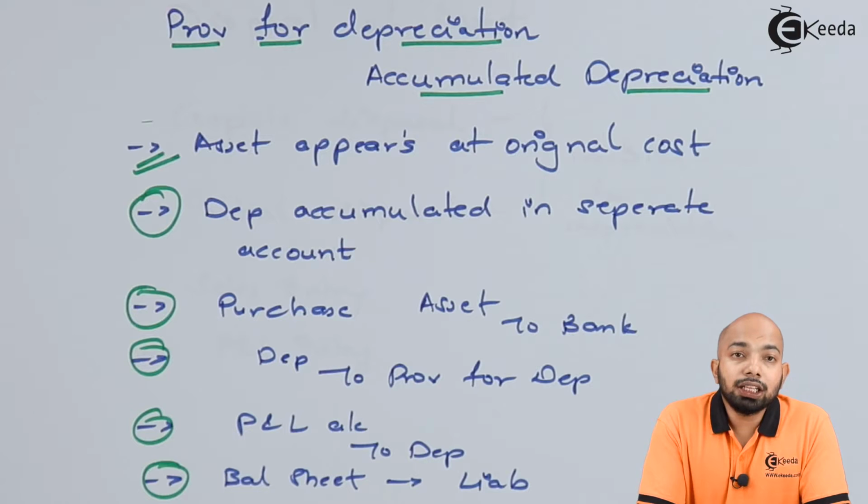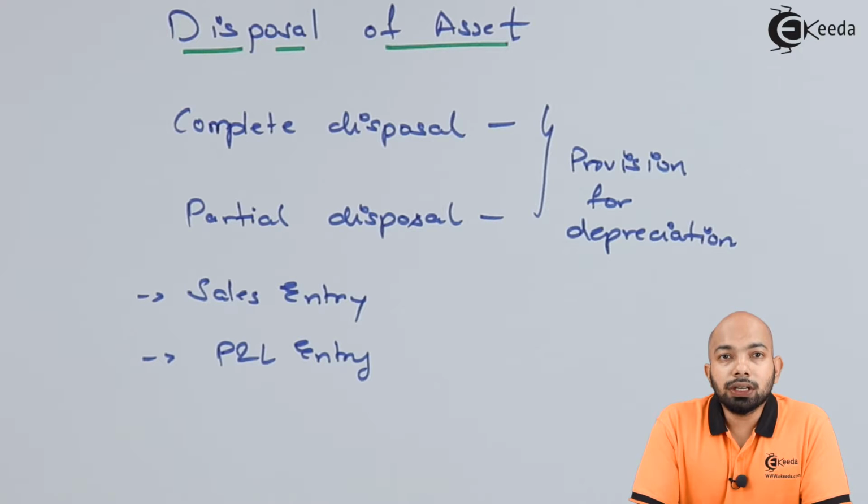You need to record these transactions according to this way. Let's further go ahead and see what happens when you sell off these assets. Now, when you talk about disposal of assets, you need to make sure whether there is a complete disposal recorded in the books of accounts, or a partial disposal. Disposal means sale of asset. If there is a complete disposal, the complete asset has been wiped off the balance sheet. If there's a partial disposal, a part of that asset has been sold out.